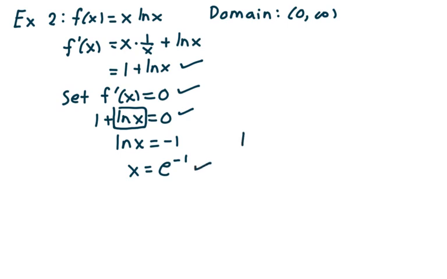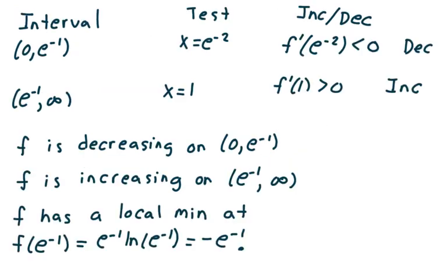Because remember, you can think of this as log base e of x equals negative 1. And we translate this into an exponential equation. And so e to the negative 1 is x. And that's what this is. We set up our intervals. We have 0 to e to the negative 1 and e to the negative 1 to infinity. I'm going to test x equal e to the negative 2 in the first interval.